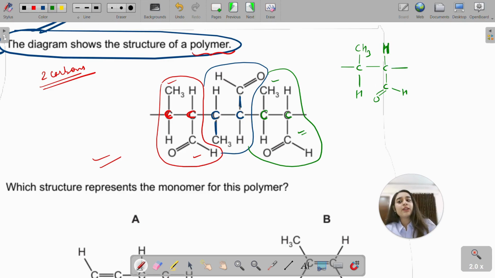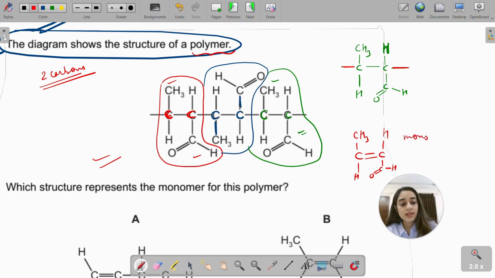Now a very simple trick. When you are satisfied with your repeating unit, just simply close the side flaps to one double bond. So the monomer will be, just remove these bonds and add a double bond here. H, H, and very simple. So basically this is the monomer.